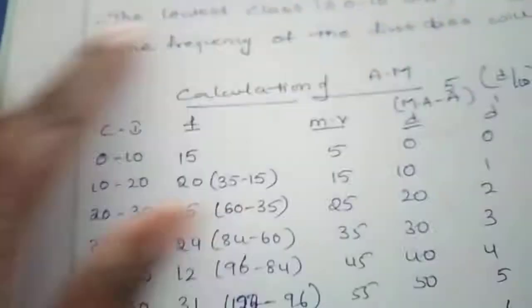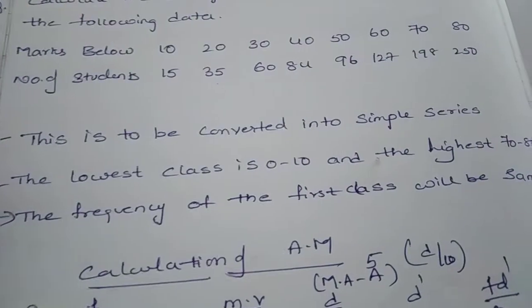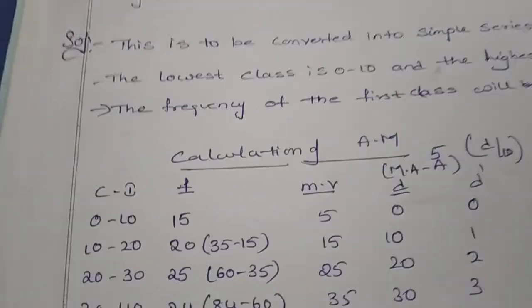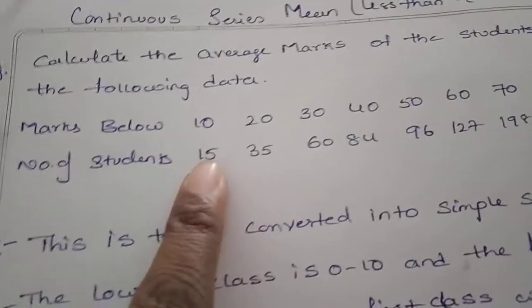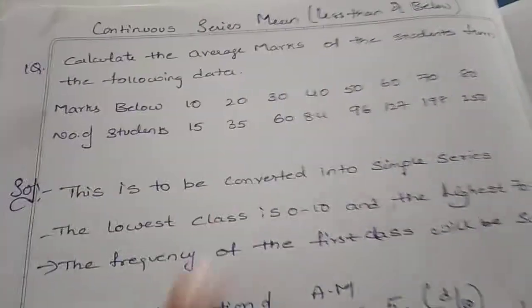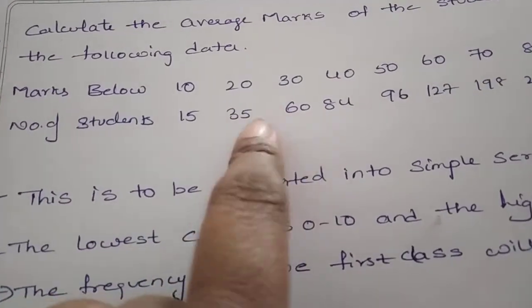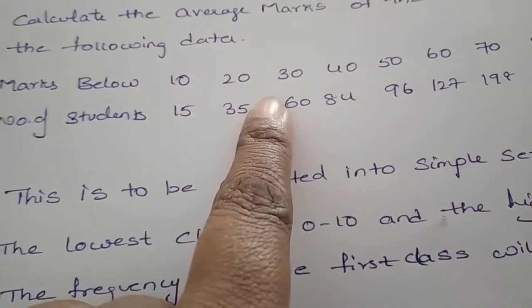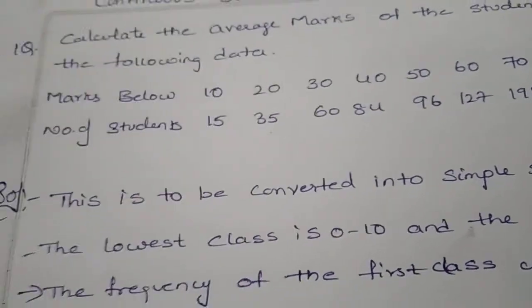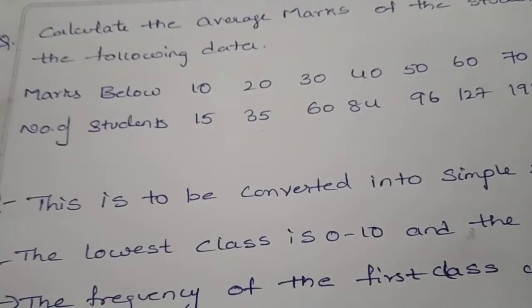Next, what we have to do? He has given the cumulative frequency, so now that should be converted into frequency. How have I done it? Once you see, first the number of students is 15, so the first one will be 15 as usual. Second, how much has he given? 35. Nothing but 0 to 20 is 35. Clear? Listen carefully, this is very, very important. 0 to 20 is 35.